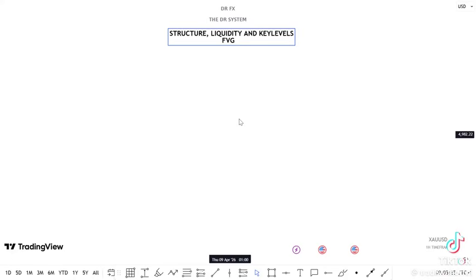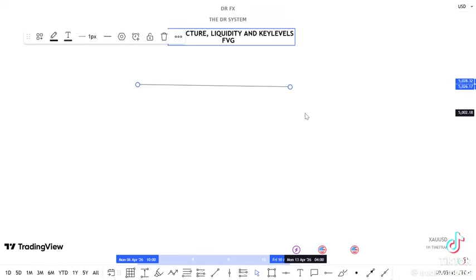So, first thing first, this structure, liquidity, and key level I'm going to be talking about, it is after you have successfully created a storyline. What do I mean? For example, we have a key level right here.